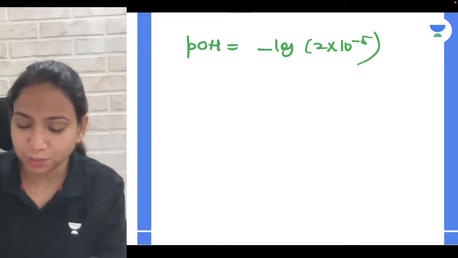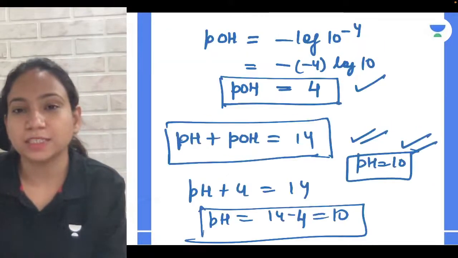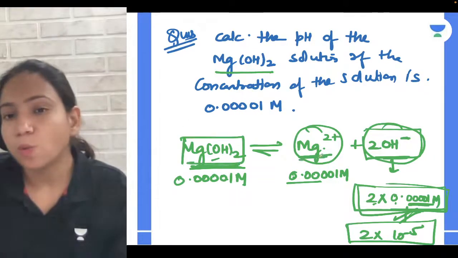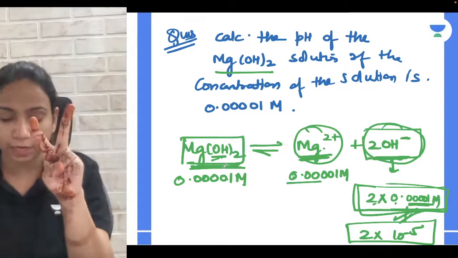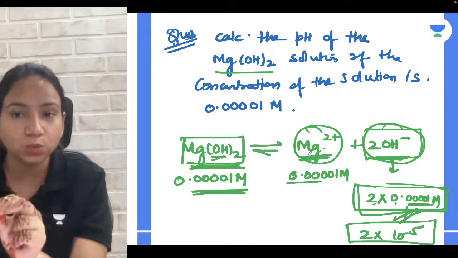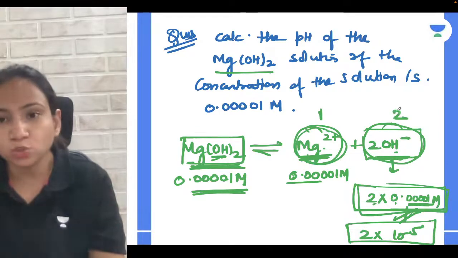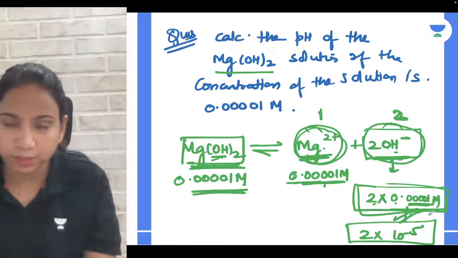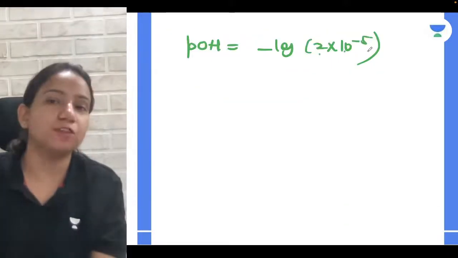No, 18 can't be the pH. Why? Because one magnesium hydroxide gives you one magnesium ion and two hydroxide ions. You have OH twice in magnesium hydroxide, there are two. So whatever is the concentration of magnesium hydroxide, when it dissociates, magnesium is 1 and hydroxide is 2. If the concentration of magnesium is this, hydroxide will be 2 into this. So hydroxide concentration we have to take 2 into 10 to the power minus 5.